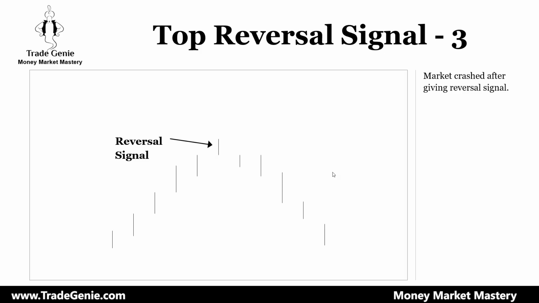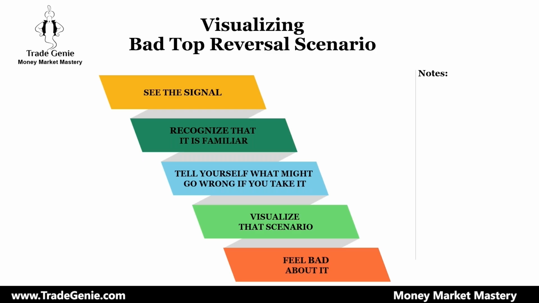A lot of things can happen also. I mean, the market can just, this is a reversal bar, but then the market goes in a sideways motion, up and down, and then finally it crashes. So that can happen. So this is another top reversal signal, the third one. So now visualize it.